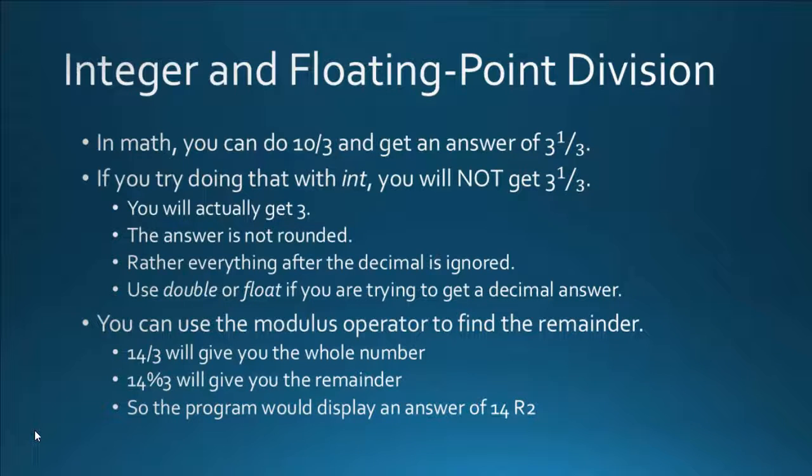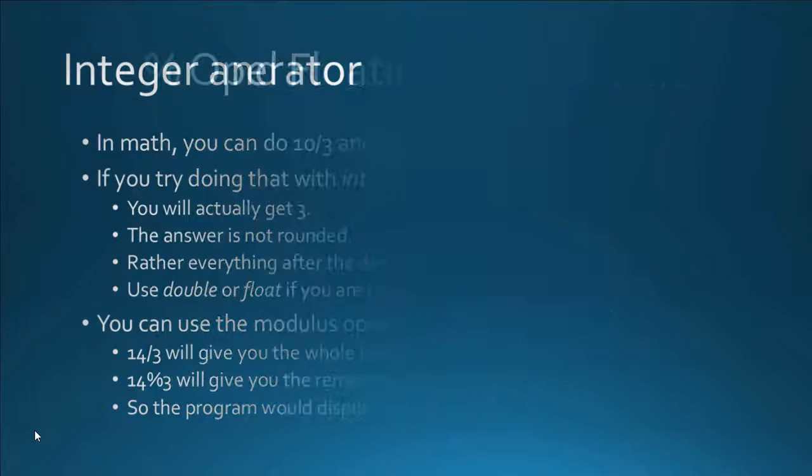Now we can use the modulus operator to find a remainder. If I do 14 divided by 3, I'm going to get the whole number part. If I do 14 mod 3, I'm going to get the remainder. So I can say, hey, it's 14, and then a remainder of 2, because 14 mod 3 would say 2.